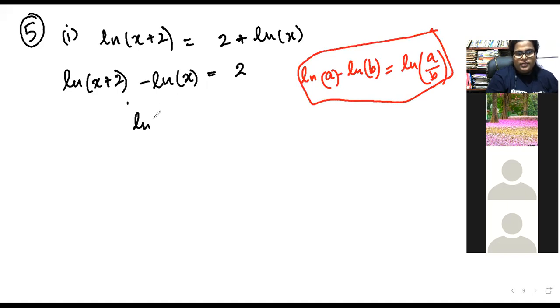So you have to consider this law here: ln((x plus 2) divided by x) equals 2. And here you know that when you are using ln, that means the base is equal to e.